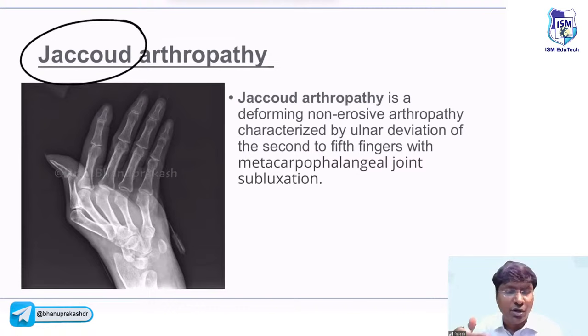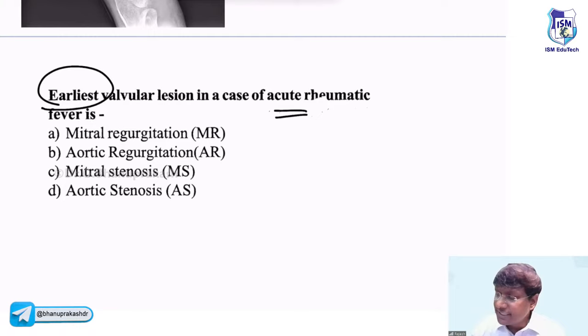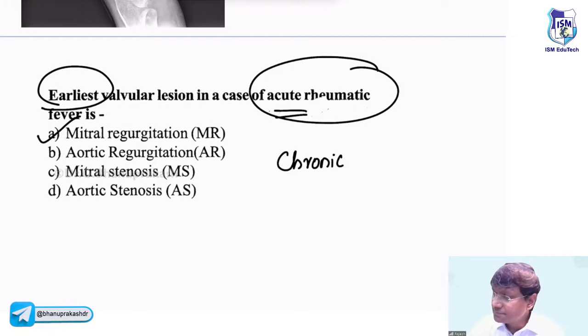Now, please tell me what is the earliest valvular lesion that you have in acute rheumatic fever? So 2 points here. In acute rheumatic fever, the earliest valvular lesion is MR. Whereas in chronic rheumatic heart disease, the most common valvular lesion will be MS. That is mitral stenosis.